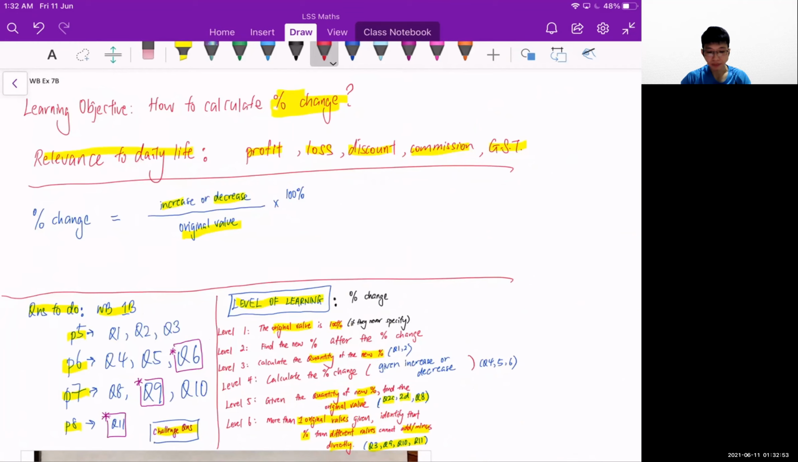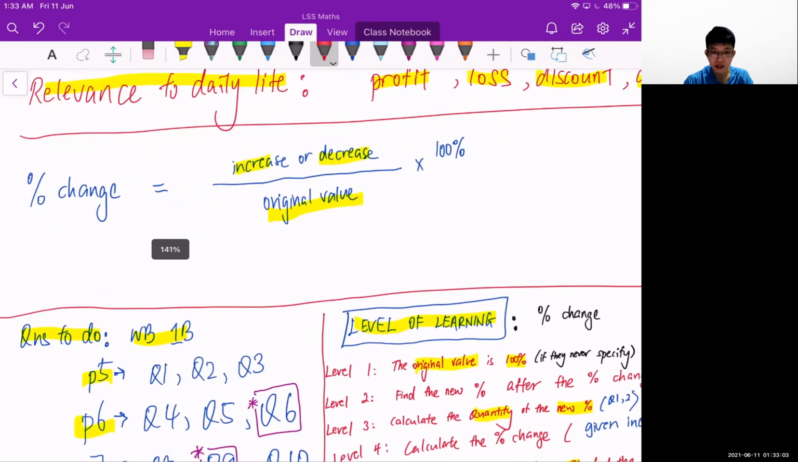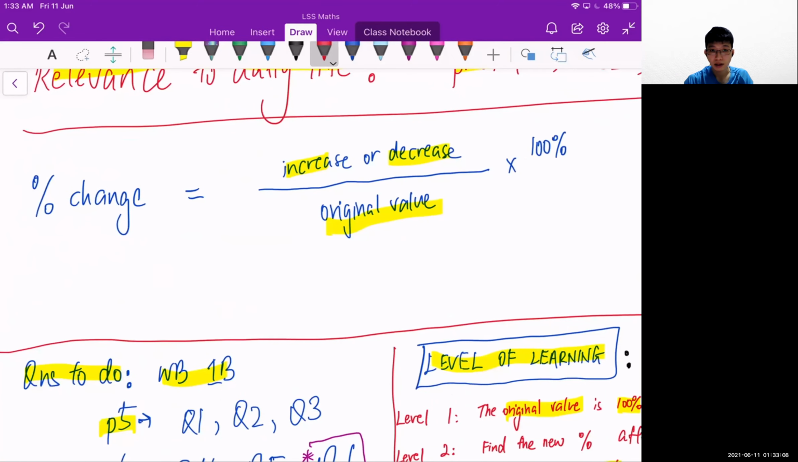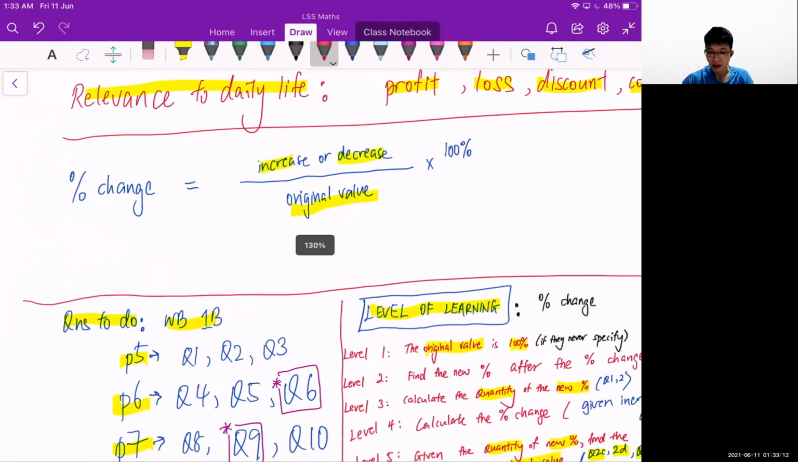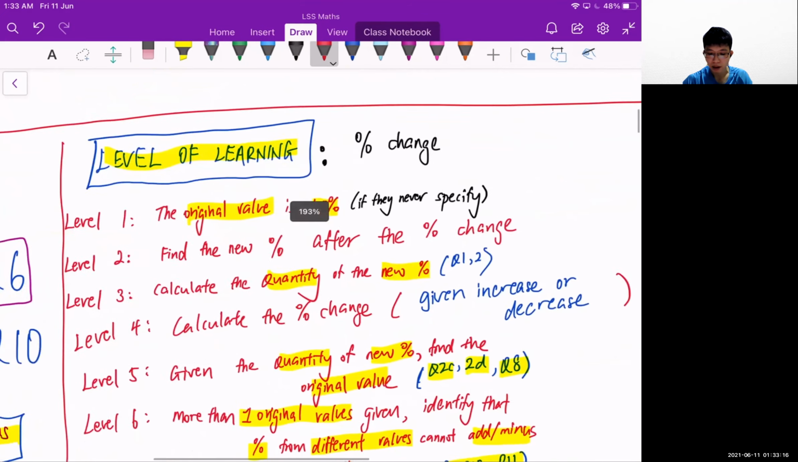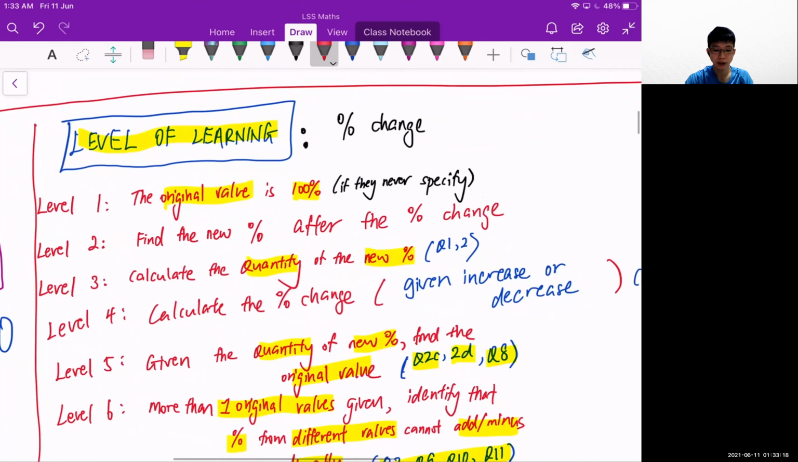So let's begin. Previously we have mentioned that for this 7.2 on percentage change, you are only required to learn one formula, which is percentage change equals increase or decrease over original value times 100%. In the previous video, the level 1 video, we went through the first three levels, level 1, 2, and 3. First thing, you need to identify that the original value is always 100%.